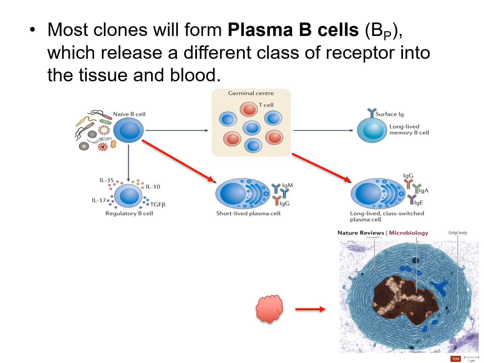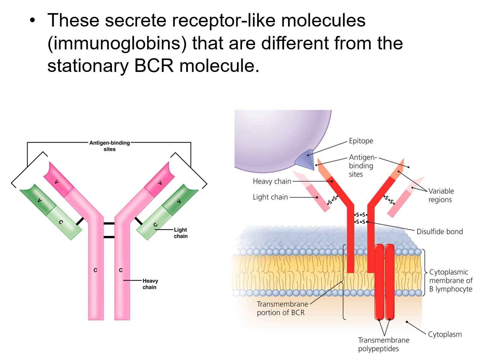Most of the clones do not form memory and regulatory. Most of the clones form plasma cells. And these plasma cells are the ones that release the antibodies into the bloodstream. Those antibodies are the receptors. So these secreted receptors are called immunoglobulins.